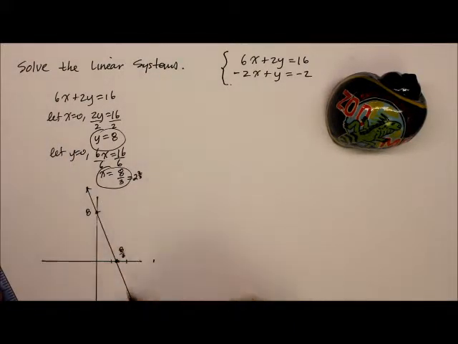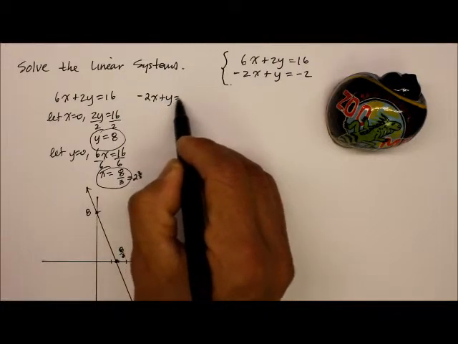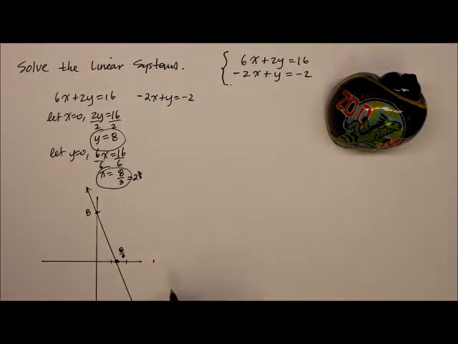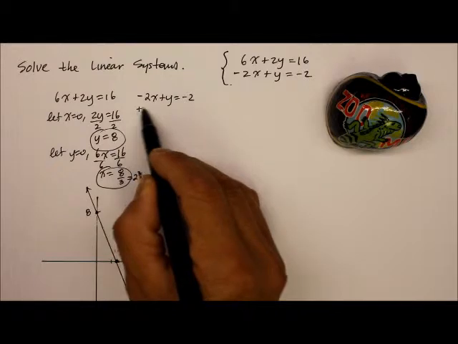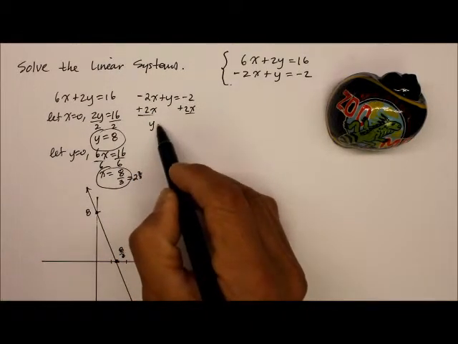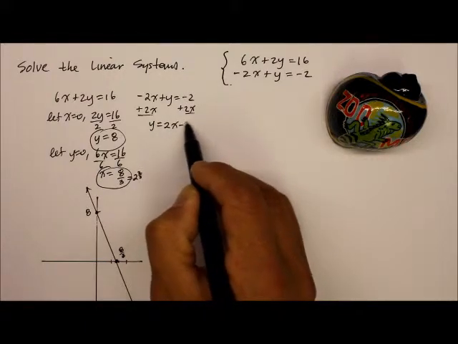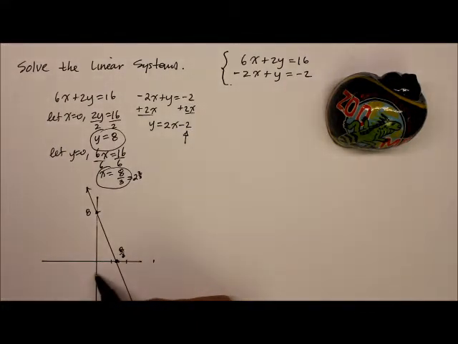There it is. Now the second equation. Yeah, we're not done yet. The second one says negative 2x plus y is equal to negative 2. To make this interesting, instead of letting x equal 0 and y equal 0, I'm going to make this into slope-intercept form. So we're going to add 2x to both sides of the equation, and we end up with y is equal to 2x minus 2. We can see that the y-intercept is negative 2, right here.